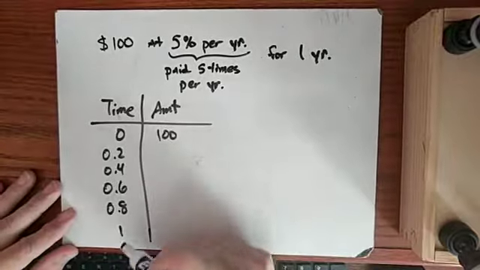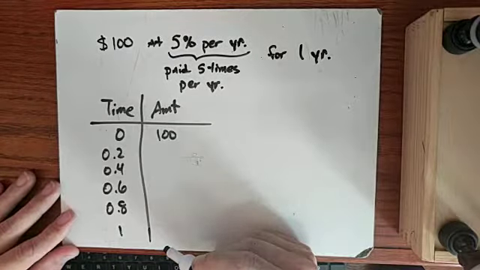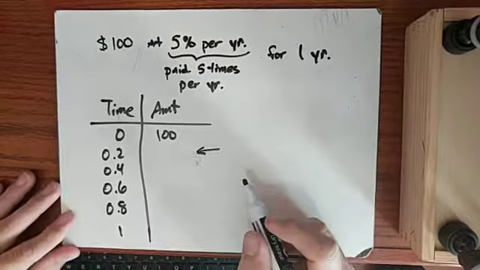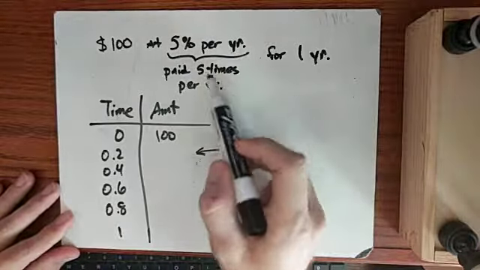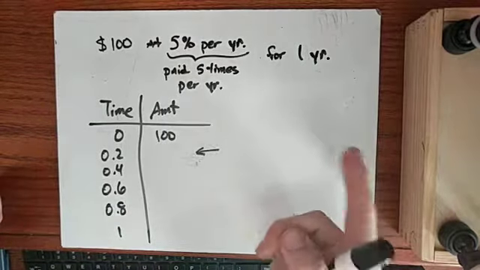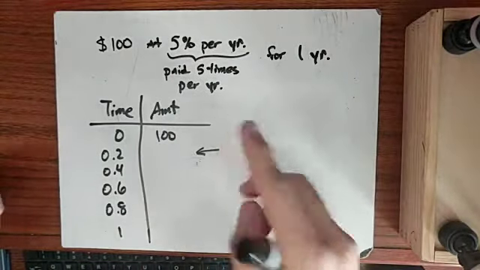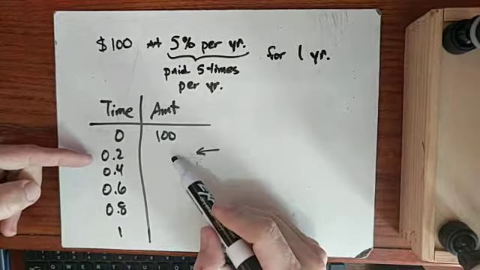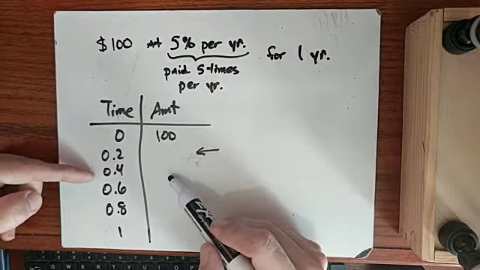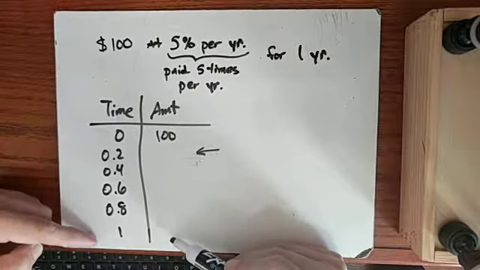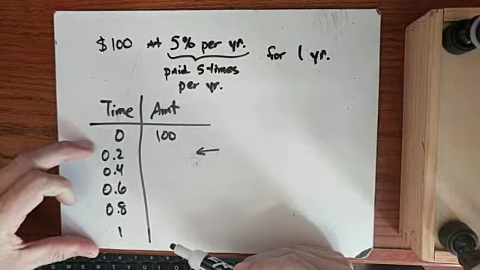And we want to see what's happening at the end of 1 year, right? So what would we do to figure out this first amount? Well, we'd have to take our 5% and split it up into 5 different chunks, 1% each. 5 divided by 5 is 1%. So we'd get 1% of our interest here, and then the next 1% here, and then the next 1% here, and then the next 1% here, and then finally we have a total of 5% paid throughout the year.